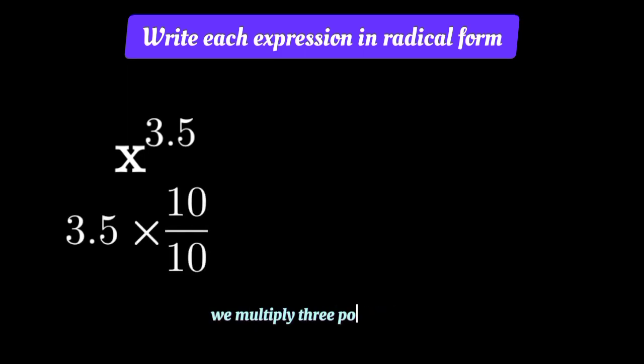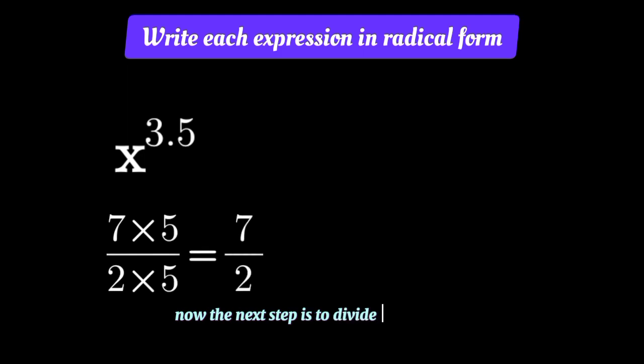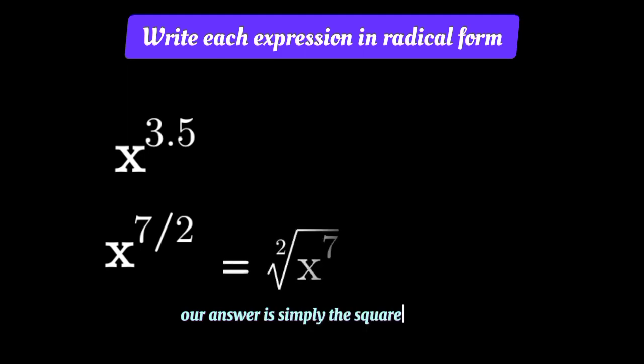When you multiply 3.5 by 10, you have 35. And we have 35 over 10. Now the next step is to divide through by 5. Dividing 35 by 5, you have 7. Dividing 10 by 5, you have 2. So when we bring that back into our equation, we have x to the power 7 over 2. So since 2 is the index number, which is the denominator in the fraction, our answer here is simply the square root of x raised to the power 7.